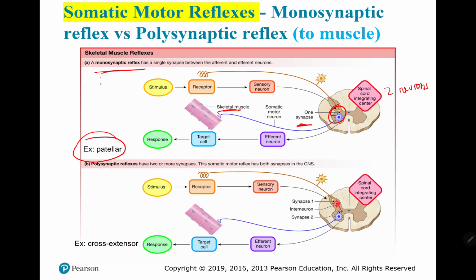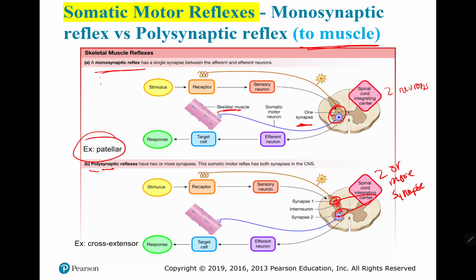So we can classify this as a monosynaptic somatic type of reflex, right? But again, these somatic motor reflexes are going to go to muscle. An example of a polysynaptic reflex is where you're going to have many synapses. So we have one synapse, two synapses. A polysynaptic reflex is two or more synapses.